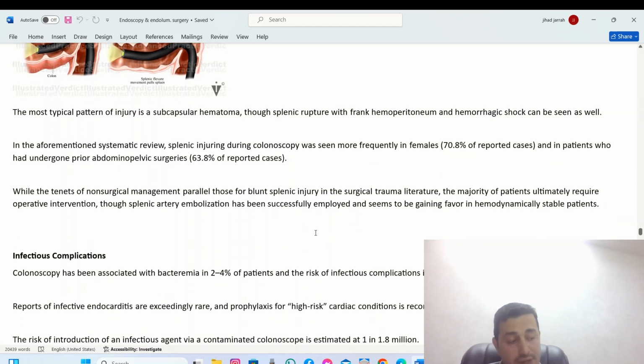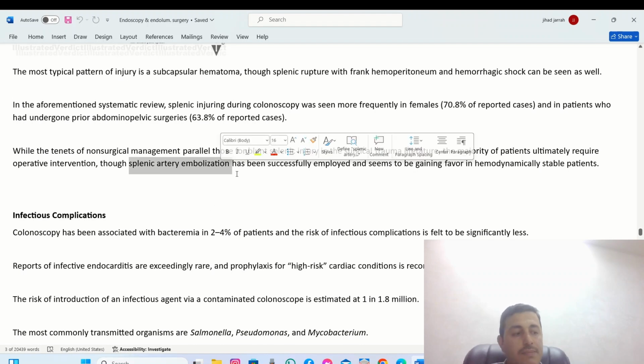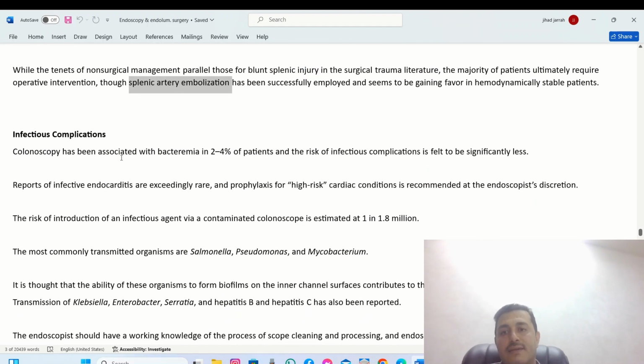As with blunt trauma, we can try non-operative management, but unfortunately, in cases of splenic injury due to colonoscopy, the majority will undergo operative treatment. Of course, if the patient is stable, we can try splenic artery embolization. Infectious complications related to colonoscopy.